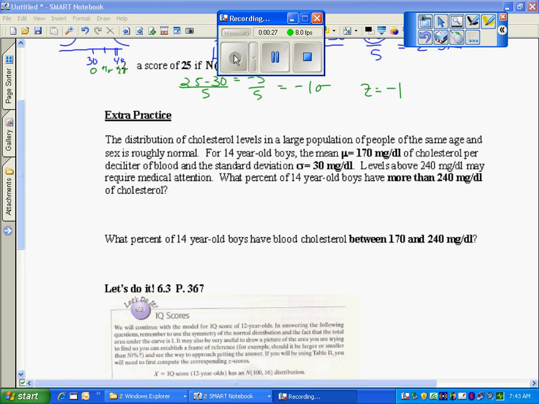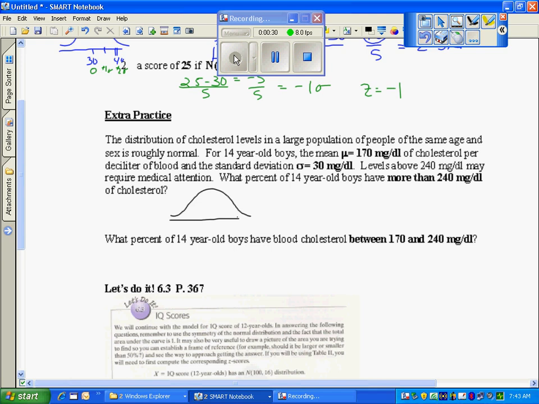Drawing a situation here, the center is at 170, and we want to know where 240 is. I know 240 is on this side, and I asked for more than. So I want to know the percent that fall not to the left, but to the right of 240. I need to look up a z-score. To find that z-score, I see how far away I am, my observation minus the center, divided by the standard deviation size, which is 30, or my step size. Reducing this, I get 2.33, and I just rounded that.